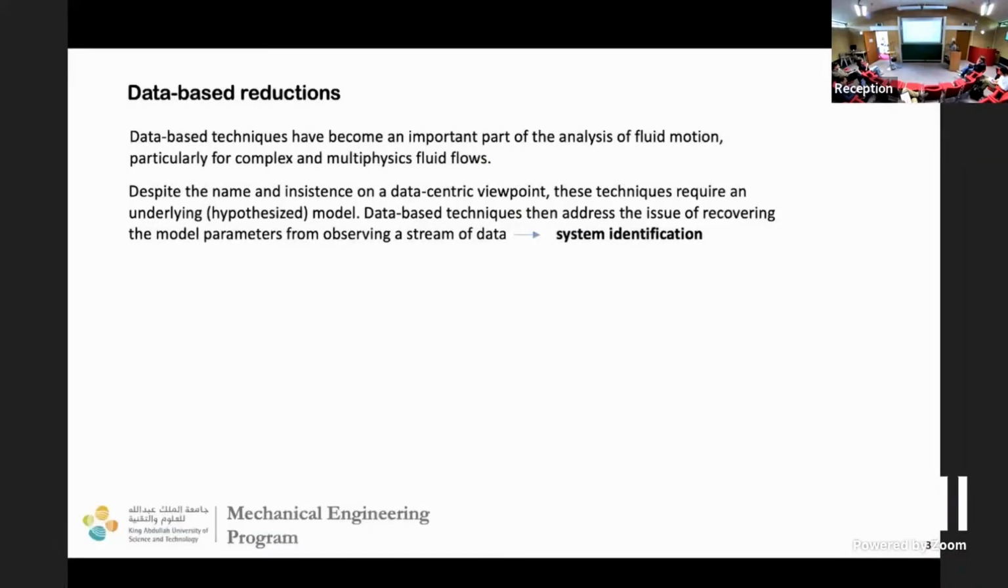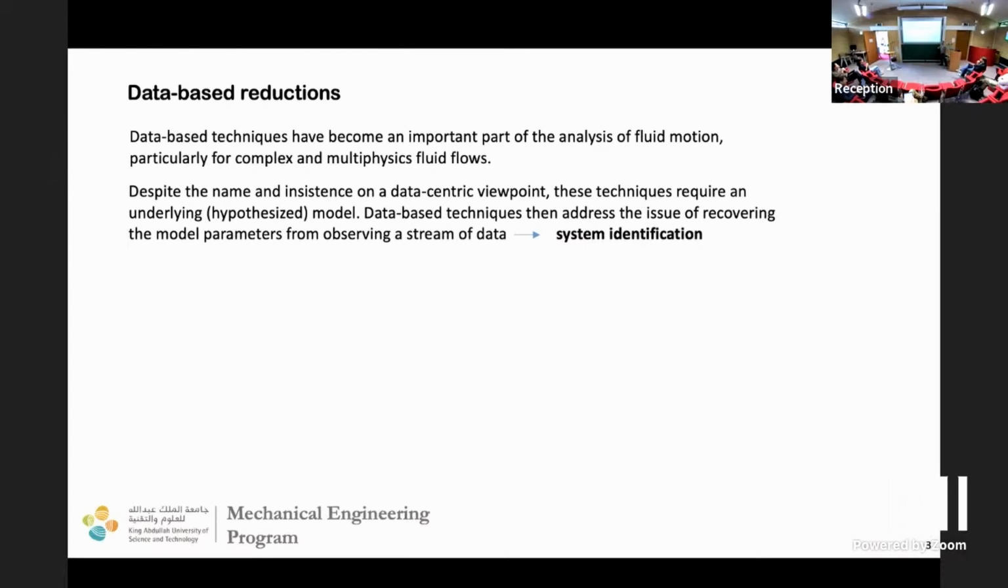All right, so let me start with the first one, database reduction. So database techniques have somehow joined everything else that we do for fluid analysis and fluid simulation. So they joined simulations and experiments. Both of them generate a lot of data, and the question now is what do we do with all that data? How do we get the essence out from the data? So we're trying to find patterns, sub-processes, break it apart into a hierarchy of processes. And the more complicated the flow and the more multi-physics the flow is, the more important these techniques become.